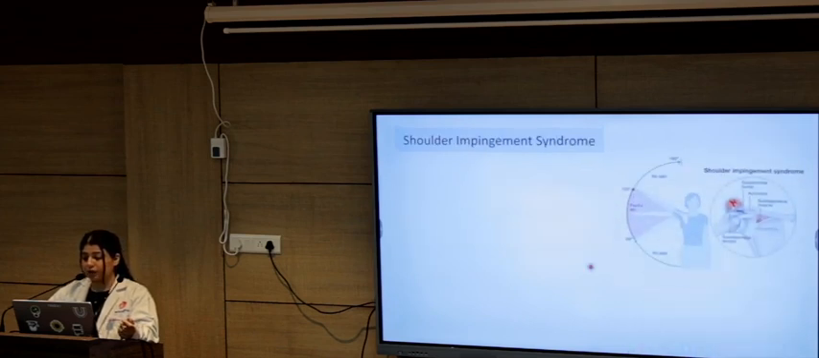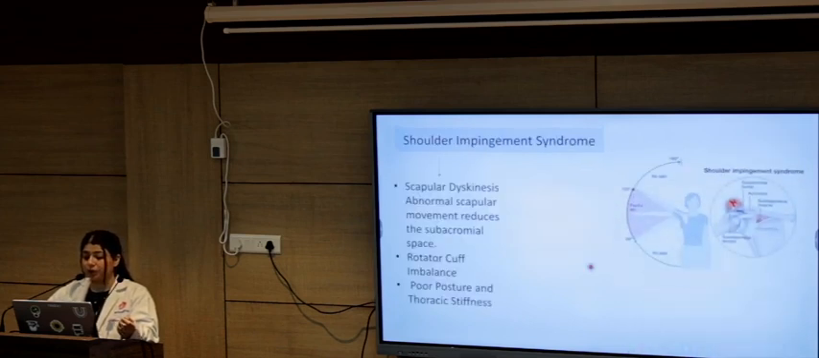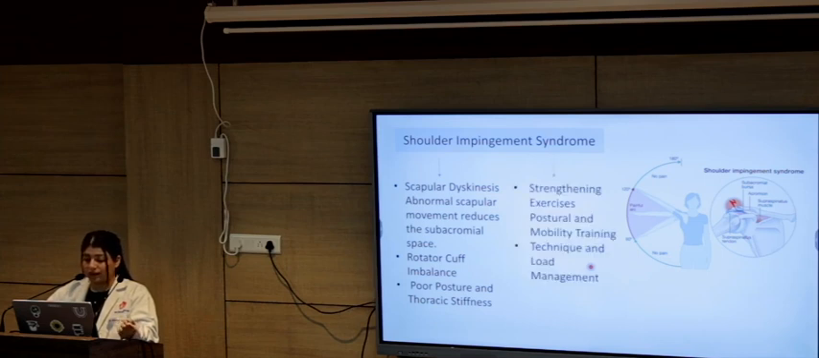Shoulder impingement syndrome: the main biomechanical issues include poor scapular movement, weakness or imbalance in the rotator cuff muscles, along with postural problems like rounded shoulders or a stiff upper back. These faults reduce the space under the acromion and cause the tendons to get pinched during overhead motion. To correct this, we focus on strengthening the rotator cuff and the scapular stabilizers, improving posture and thoracic mobility.